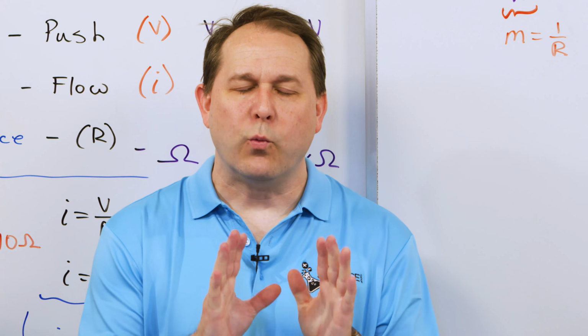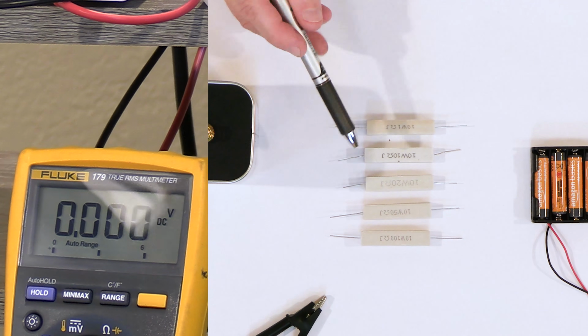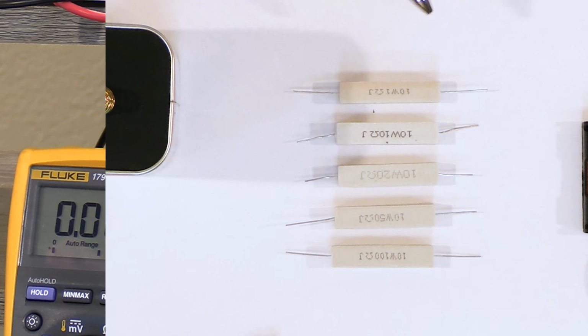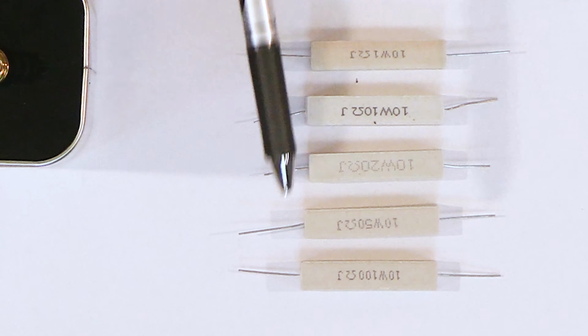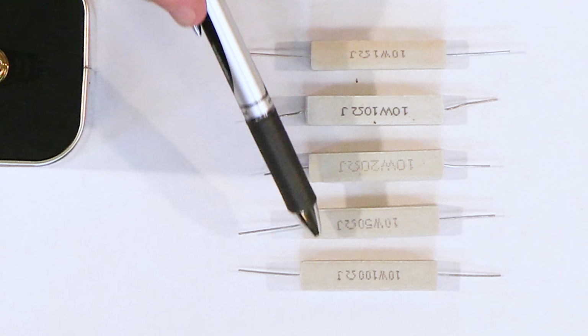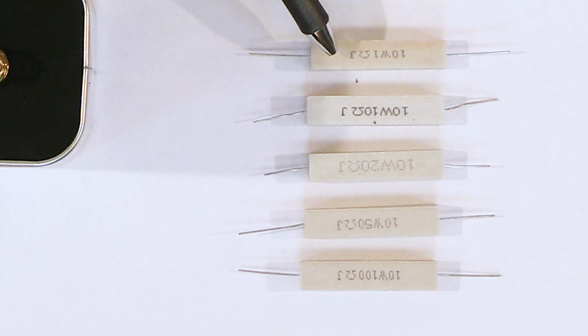All right, what I want to do now is describe what we're going to do. Here, I have 5 different resistors. They're all 10 watts, which means they can take a lot of power without burning out. I just chose large ones to not run into any problems with burning anything up. The top one is 100 ohms, then we have 50 ohms, then 20 ohms, then 10 ohms, then 1 ohm.